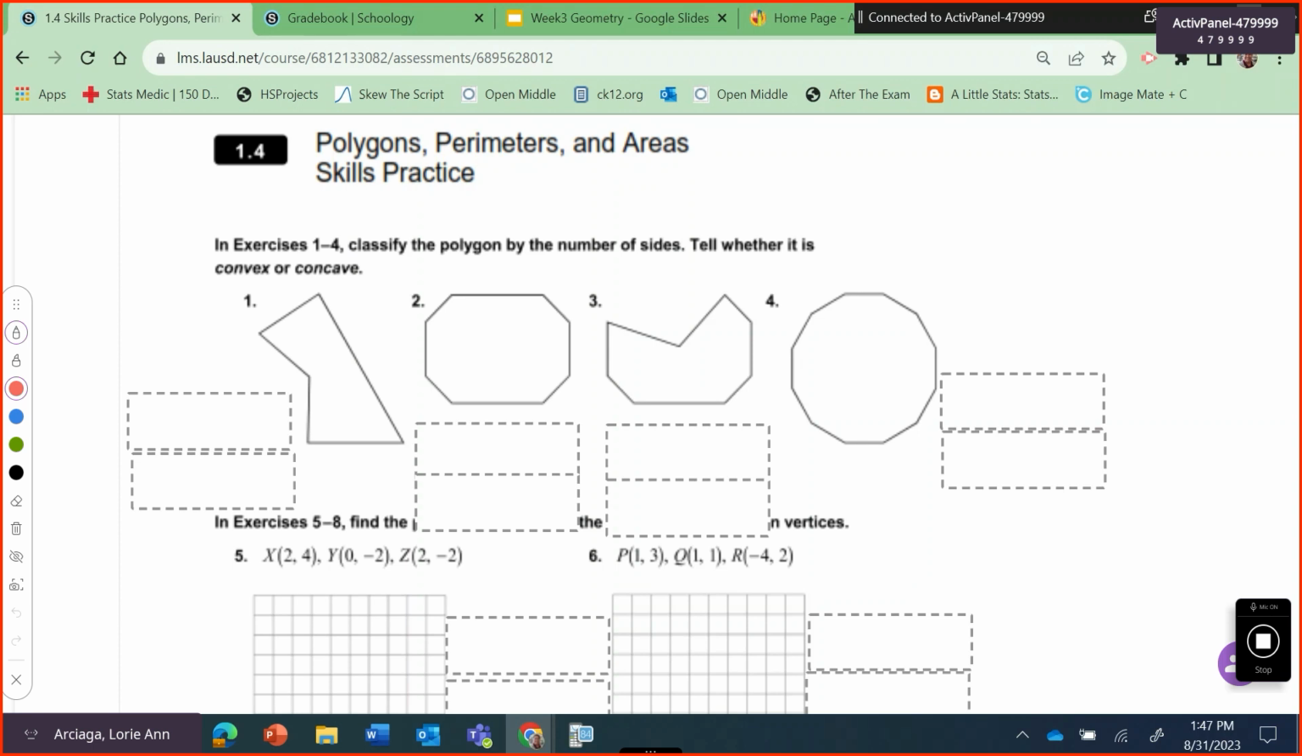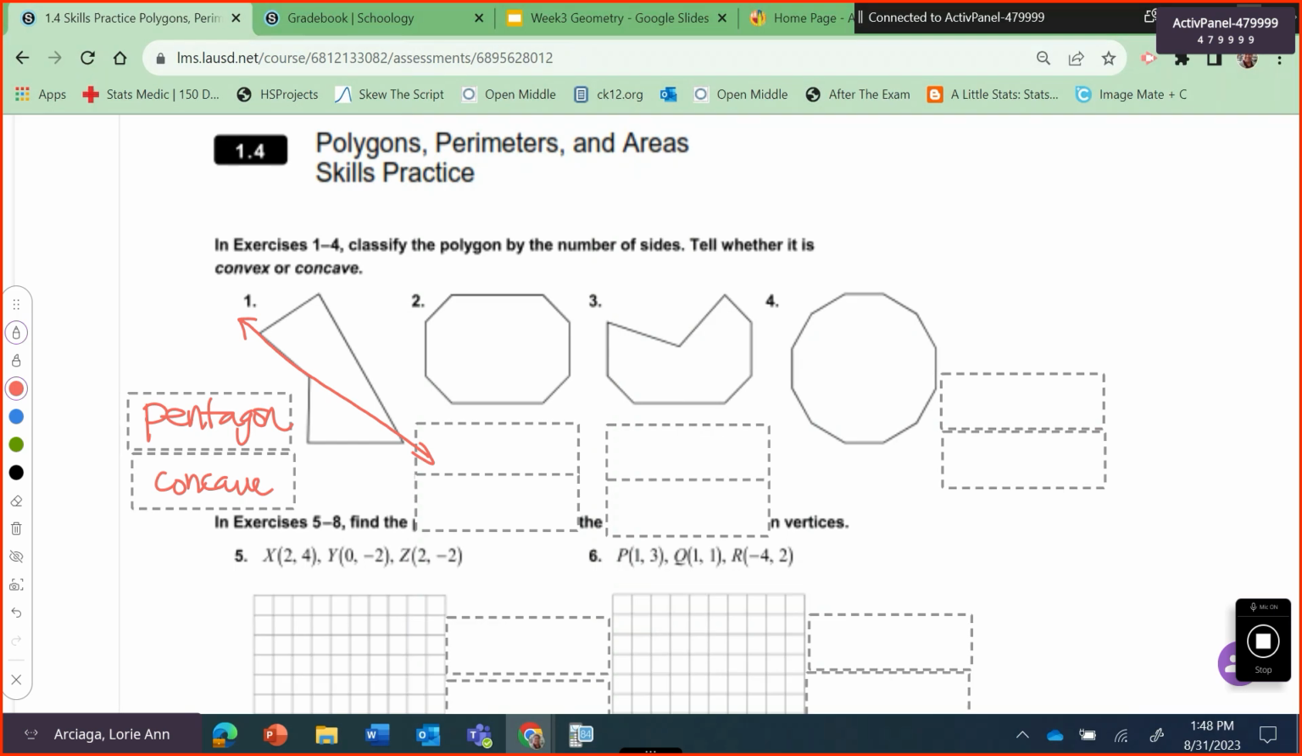And then for the second box, is it convex or concave? Concave, because you can find a side such that its extension goes inside the polygon. So this is concave. All right, you're going to write those down in your workbook.